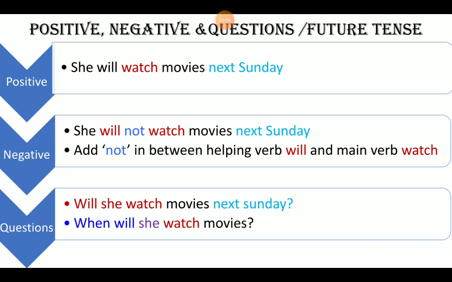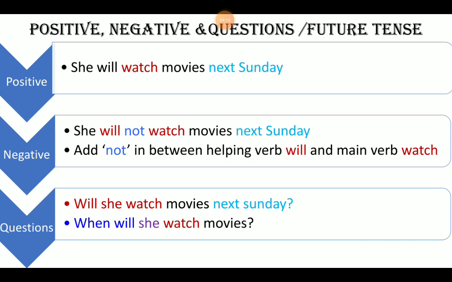We have to split the main verb into auxiliary verb and main verb. But here no problem, because the auxiliary verb will is not hidden here. It is explicit here. So no need of that step. So directly we can go to the next step. You can add not in between the helping verb will and the main verb watch. So the negative sentence will be: She will not watch movies next Sunday, right?